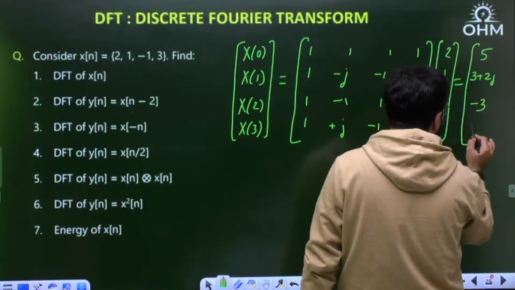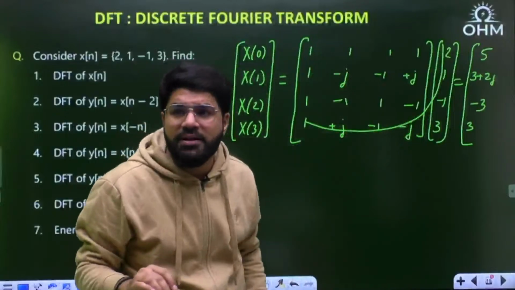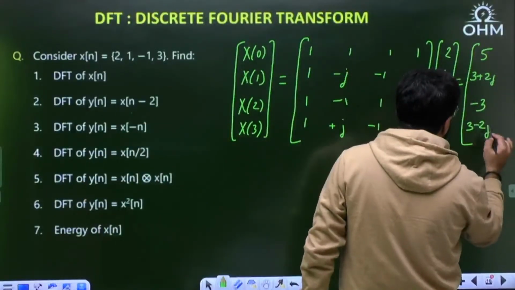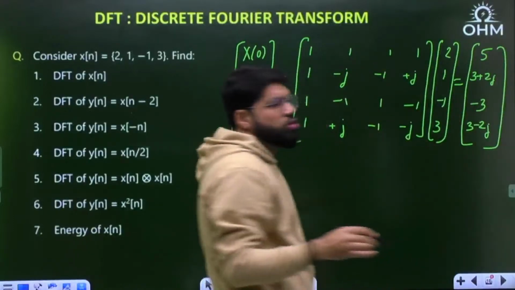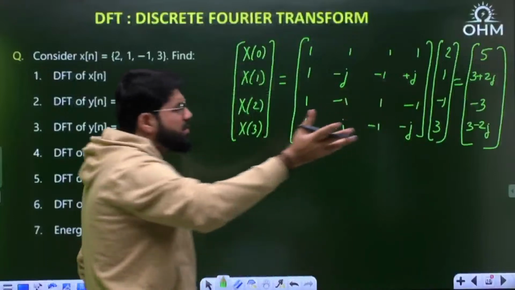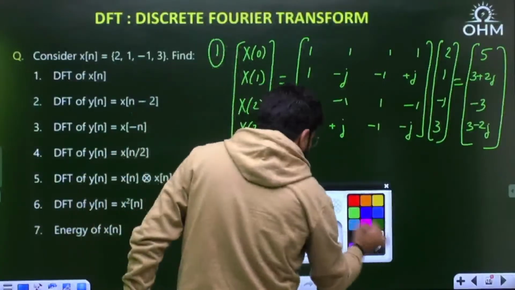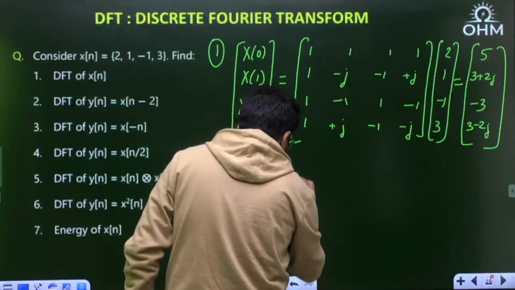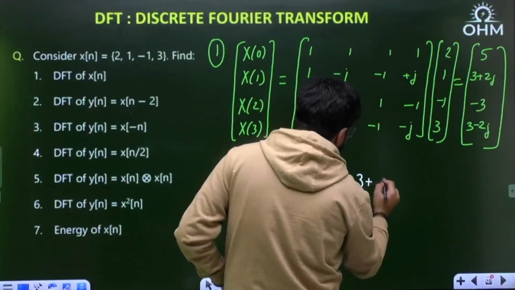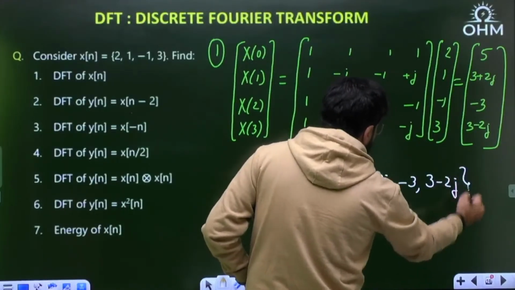Now if this is 3 plus 2j, there is no need to solve the last multiplication separately. Even if you solve it separately, you will get 3 minus 2j. That's what I told you: the second and fourth rows will be just conjugates. So here the result is 3 minus 2j for sure. It's a simple matrix multiplication that you can deal with. So my first answer, the DFT of x[n], which is X[k], is 5, 3 plus 2j, minus 3 and 3 minus 2j.